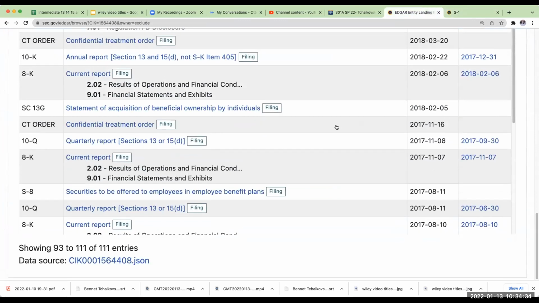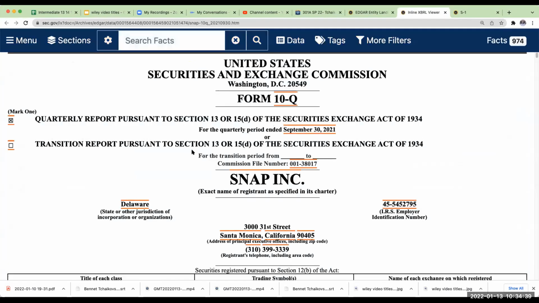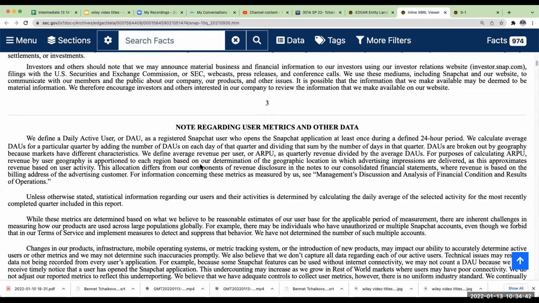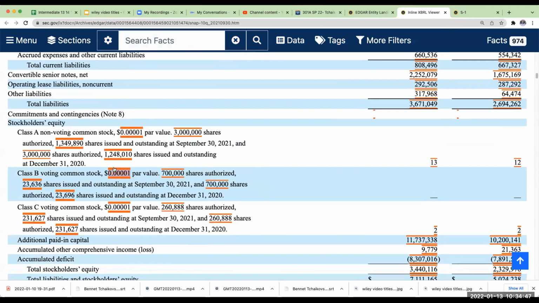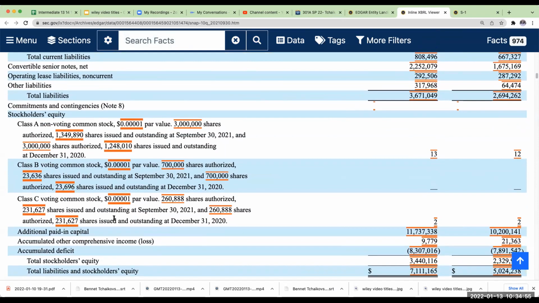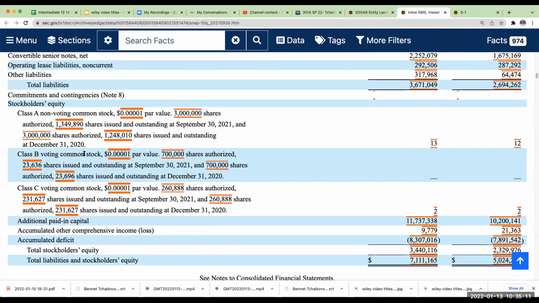If I come over here and look at a more recent filing of Snap and take a look at their balance sheet, all of a sudden you're left with just the non-voting stock and the voting stock. That's how the shareholders equity works now that it has grown up. The preferred shares have essentially gone away. They were more than likely retired, but that's how you're looking at what's happening for Snap.